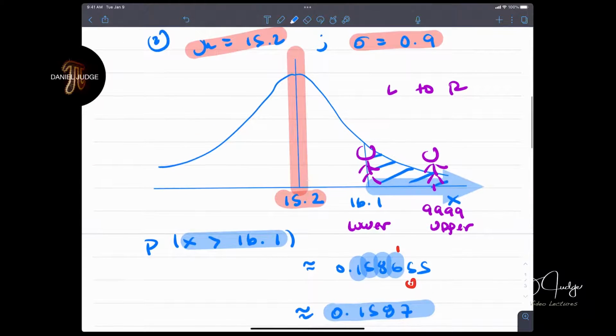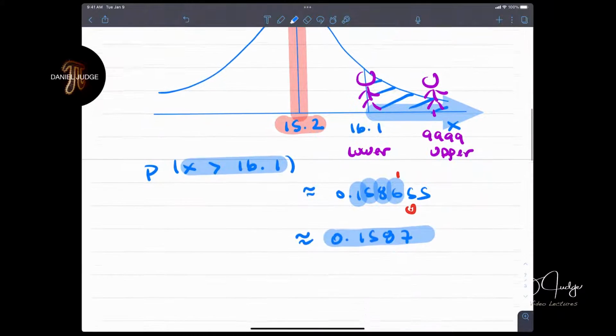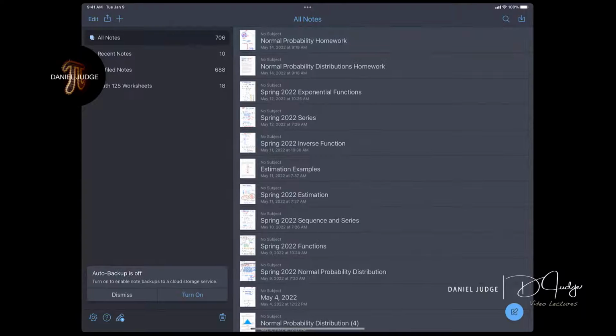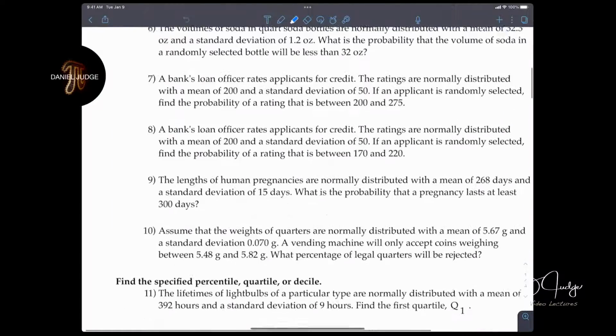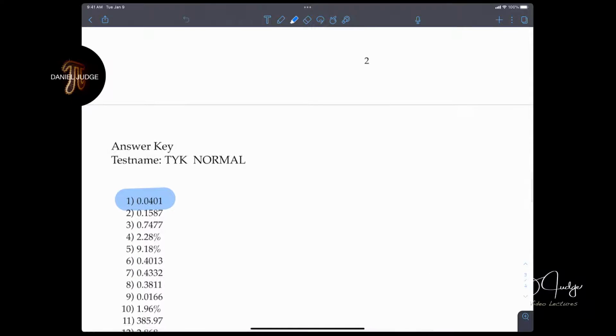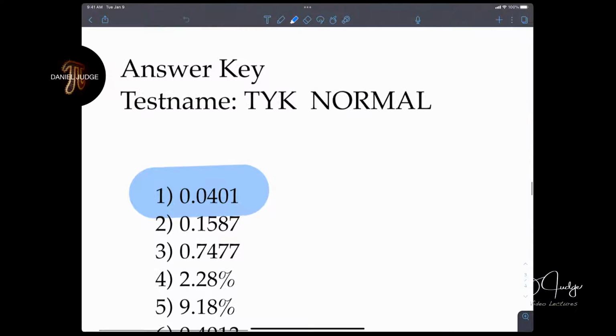It's a picture of the question, ladies and gentlemen, for number 2. Now let's double check here that this is in fact the answer. So if you go back all the way down here, sure enough, yes, right in here.